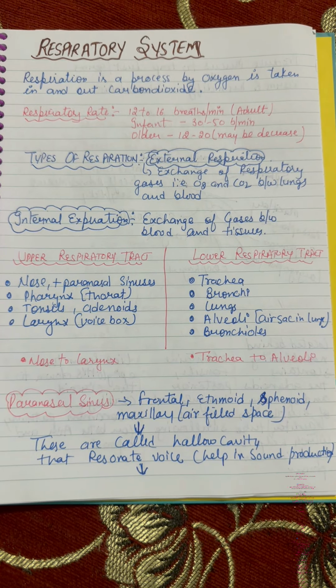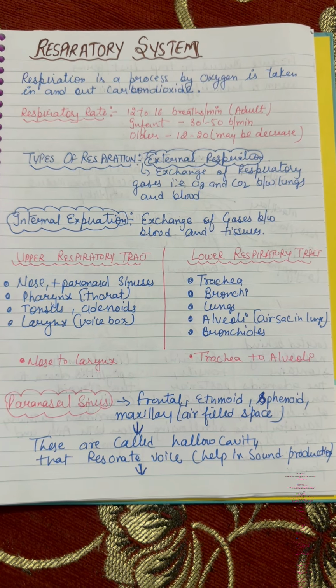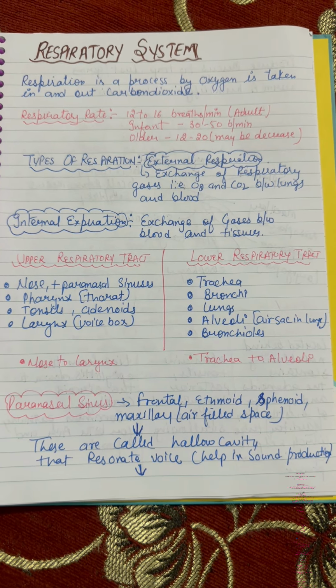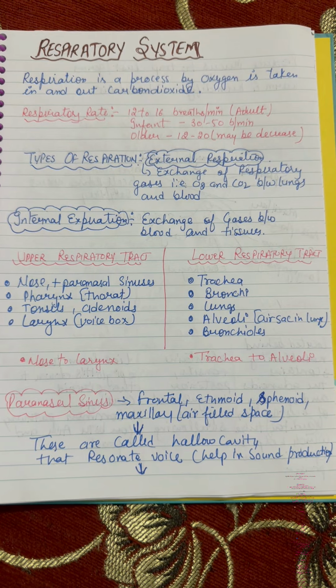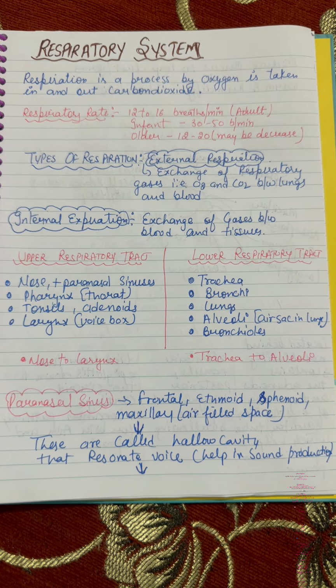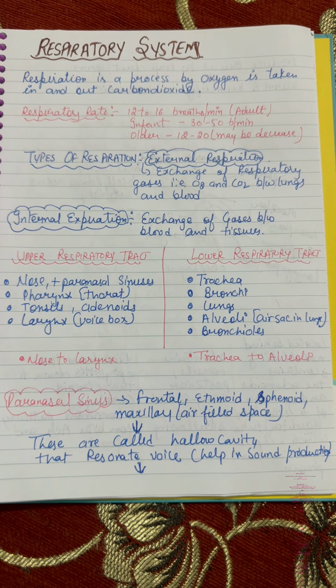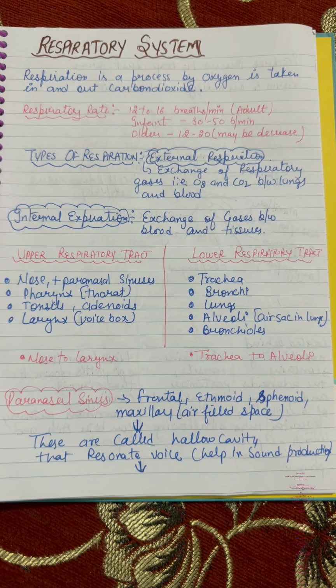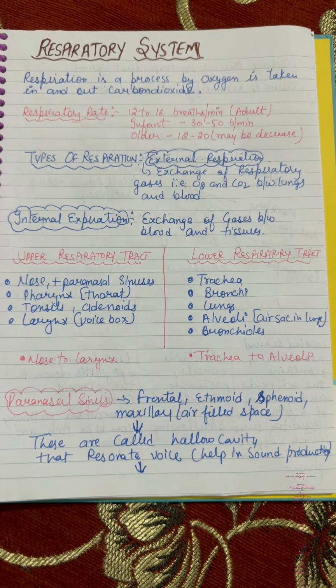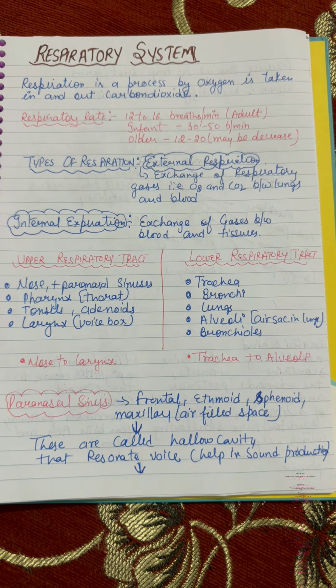Label parts of the respiratory tract. Upper respiratory tract: nose and paranasal sinuses, pharynx (throat), tonsils and adenoids, larynx (voice box), from nose to larynx. Lower respiratory tract: trachea (windpipe), bronchi, lungs, alveoli (air sacs), bronchioles, from trachea to alveoli.